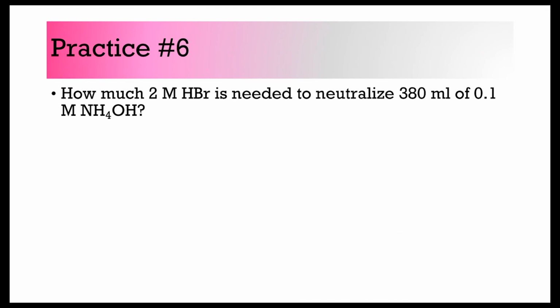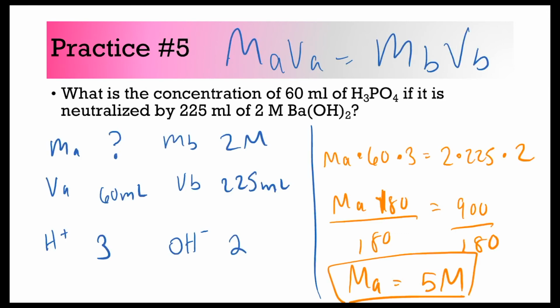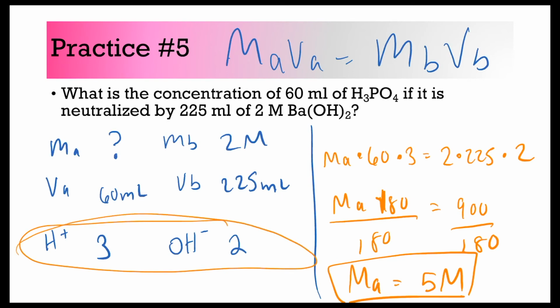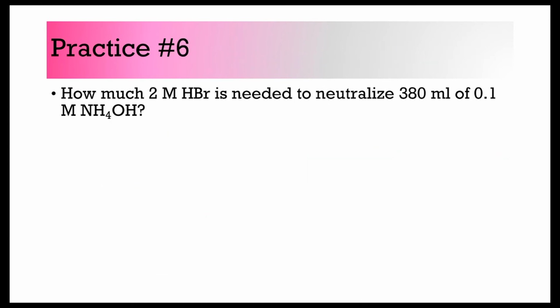So these questions really don't get any more difficult than that. The only way that these get difficult is if you skip this step. But if you're used to doing this step each and every time, then this is as hard as it gets. So this is our equation. Label everything.